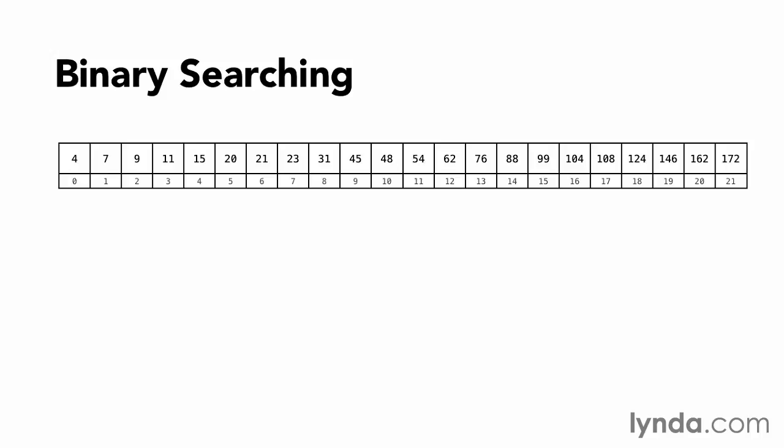It begins not by looking at the initial element, but by getting the length of the array. In this case, it's 22 values. It divides the array in two, and it immediately jumps right to that point, right to the middle of the array, and compares the value at that position with the one we're looking for.